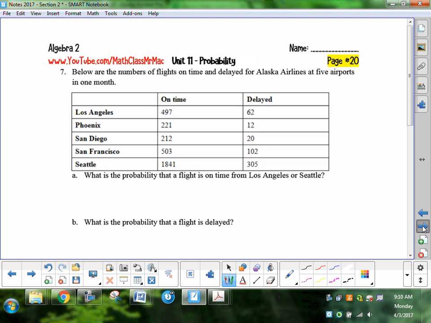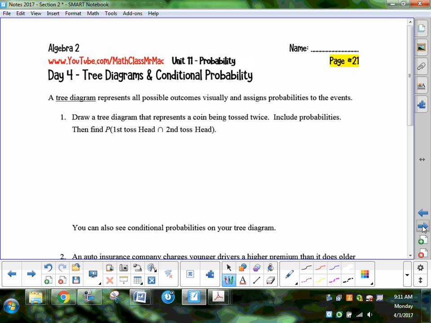Bounce over, please, to page 21. We may come back to that if we have some time at the end. I just want to make sure we get 21 done, beginning tree diagrams. You all, from what the other classes have said, are familiar with tree diagrams, yes or no? Okay. Maybe after you see them, hopefully they'll be easy for you.